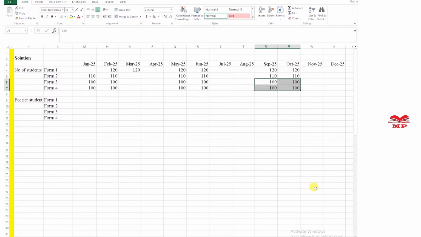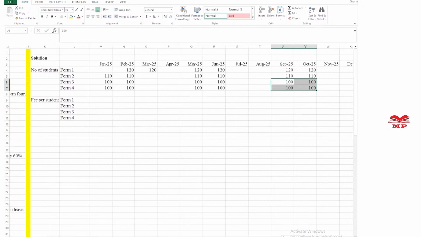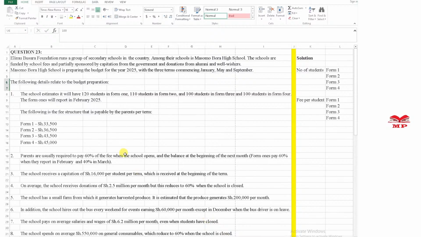Now let's analyze the fee per student. So the school estimates 120 students. This one we've analyzed. The following fee structure is payable by the parents per term: 33,500 in Form 1, Form 2, 36,500, Form 3, 43,500, Form 4, 45,000. So we are saying that in Form 1 is 33,500, but when do they join? They join in February.